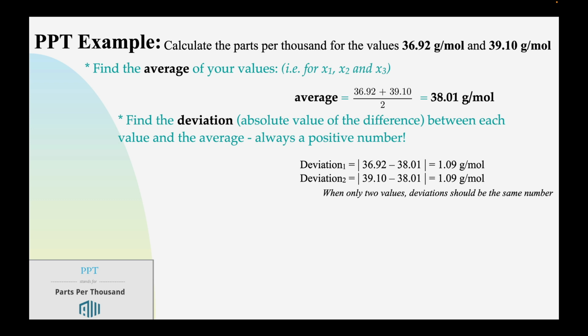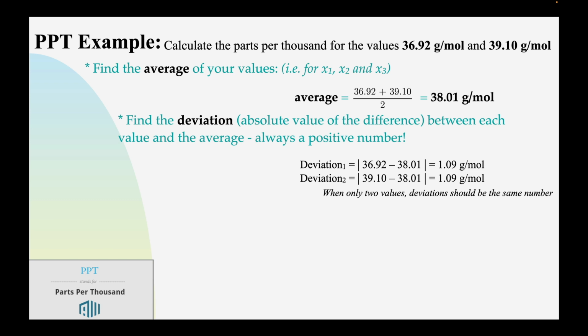It looks like the first number, 36.92 minus 38.01, would be negative, but you always want to make it positive, 1.09. And the second one, 39.10 minus 38.01, will be positive by default, no problem. Now, the reason I'm doing this example is I wanted to show you if you only have 2 values and you're finding the parts per thousand, the deviations should be the same number or very, very close. Within sig figs, they should be. So in these problems, you can see they're both 1.09.